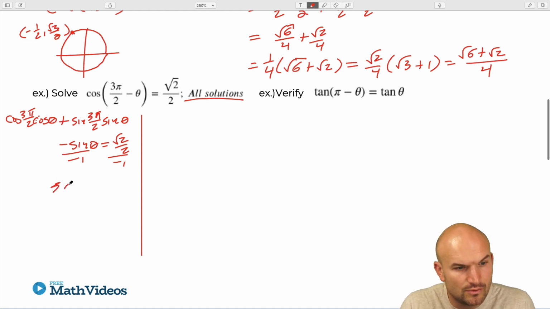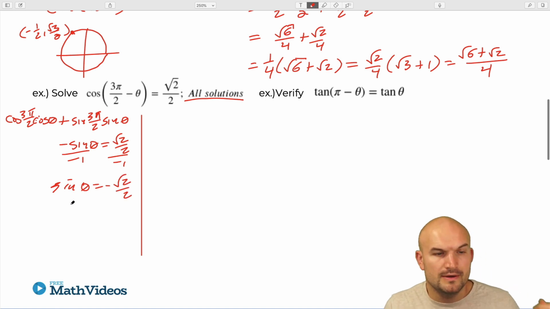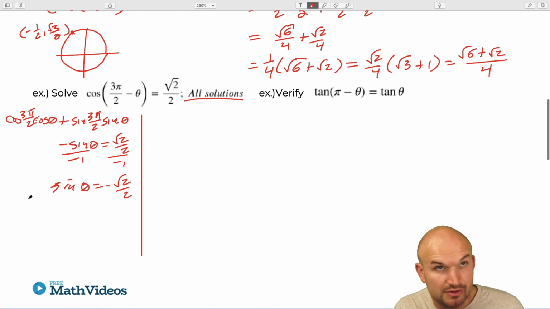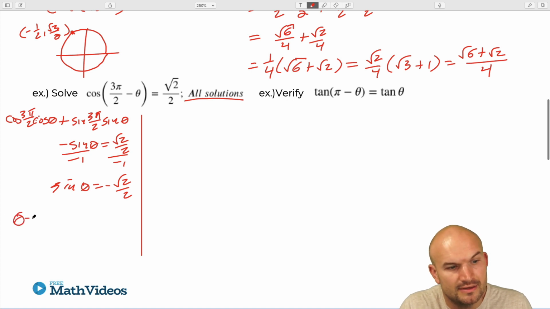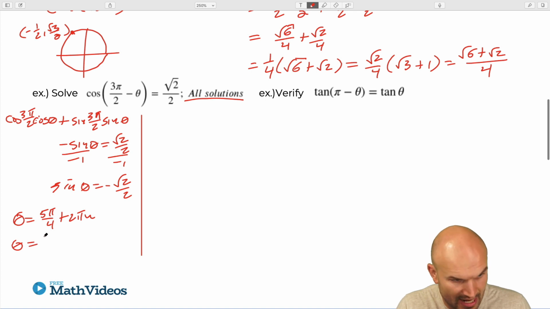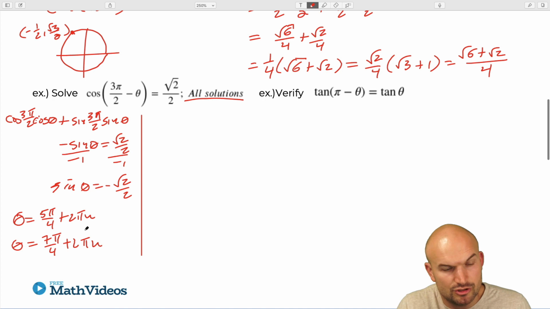So when is the sine of theta equal to negative square root of 2 over 2? On the unit circle, the sine of theta is going to be negative square root of 2 over 2 at 5 pi over 4 and 7 pi over 4. So I can say theta equals 5 pi over 4 plus 2 pi n, and there's no relationship between them. And then also, it's going to be 7 pi over 4 plus 2 pi n.